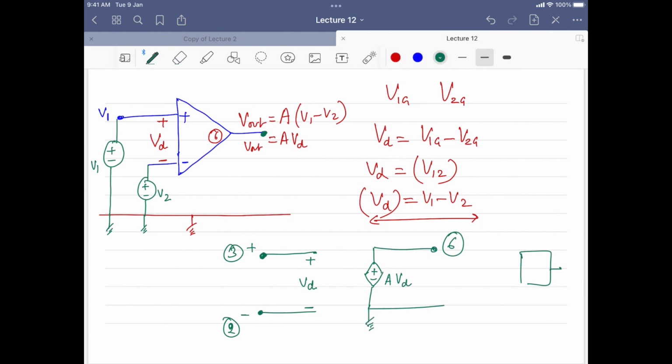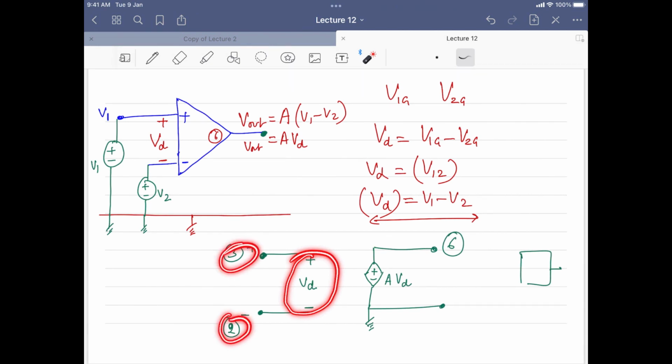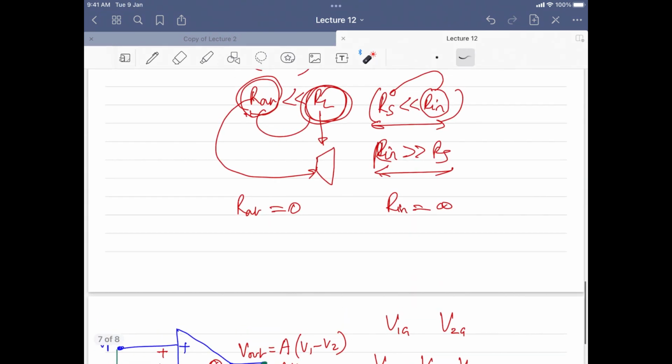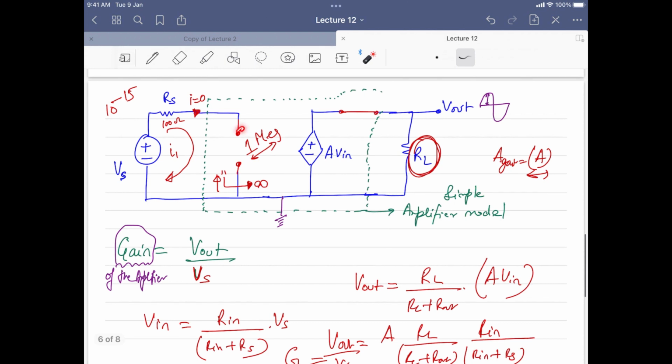Okay, any questions? So what you are doing is calculating the difference of the potential between the 2nd and the 3rd, and then amplifying it by a factor of A, which you get at the output. And note one important thing here: I replaced this operational amplifier by this model, and you note there is no resistance here. Why? Because we showed that the resistance of the ideal amplifier is infinity. That's why we kept it as open.